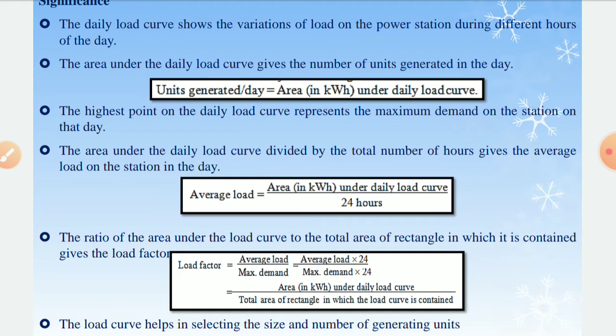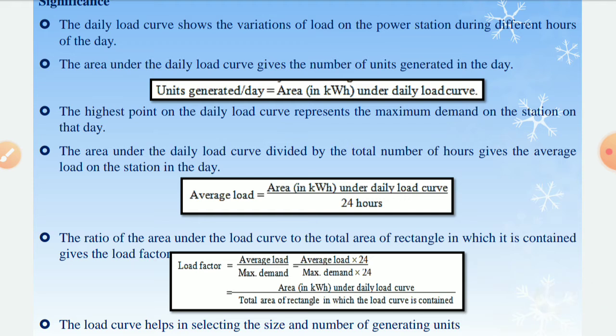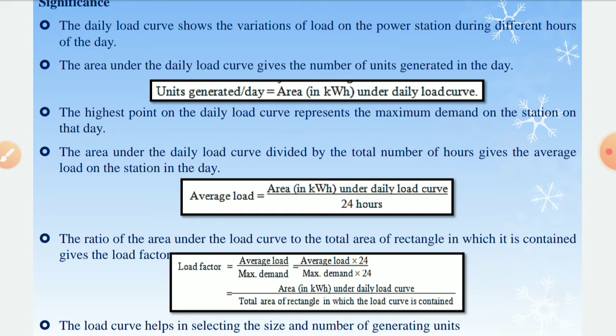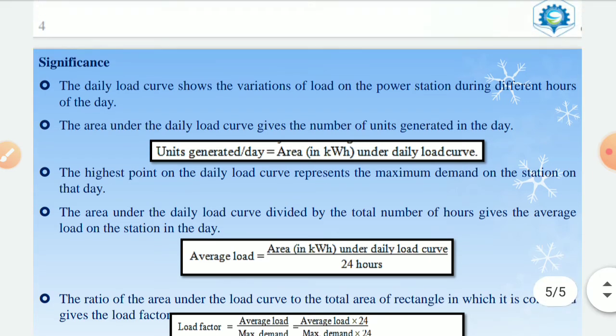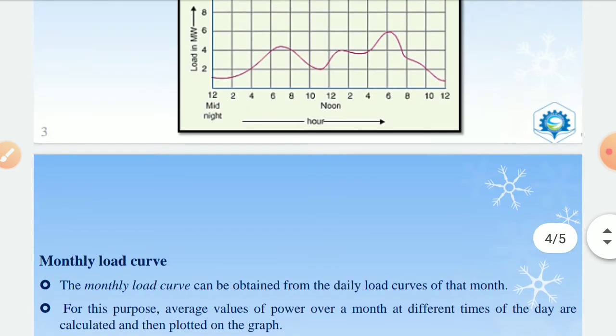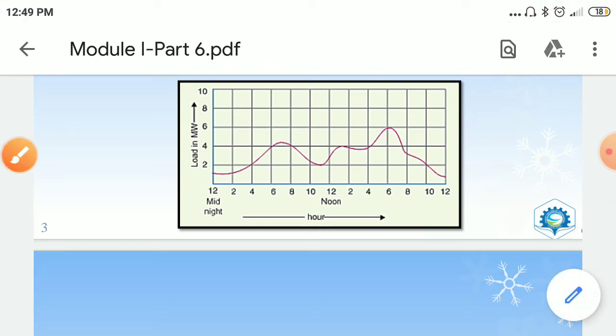Now, what is the next significance of drawing this load curve? The second one is that if we find the highest point on the daily load curve, then it represents the maximum demand on that station for that day. For example, I'll explain it with this load curve itself. You can see that it is plotted like this, and this will be the highest point on the curve.